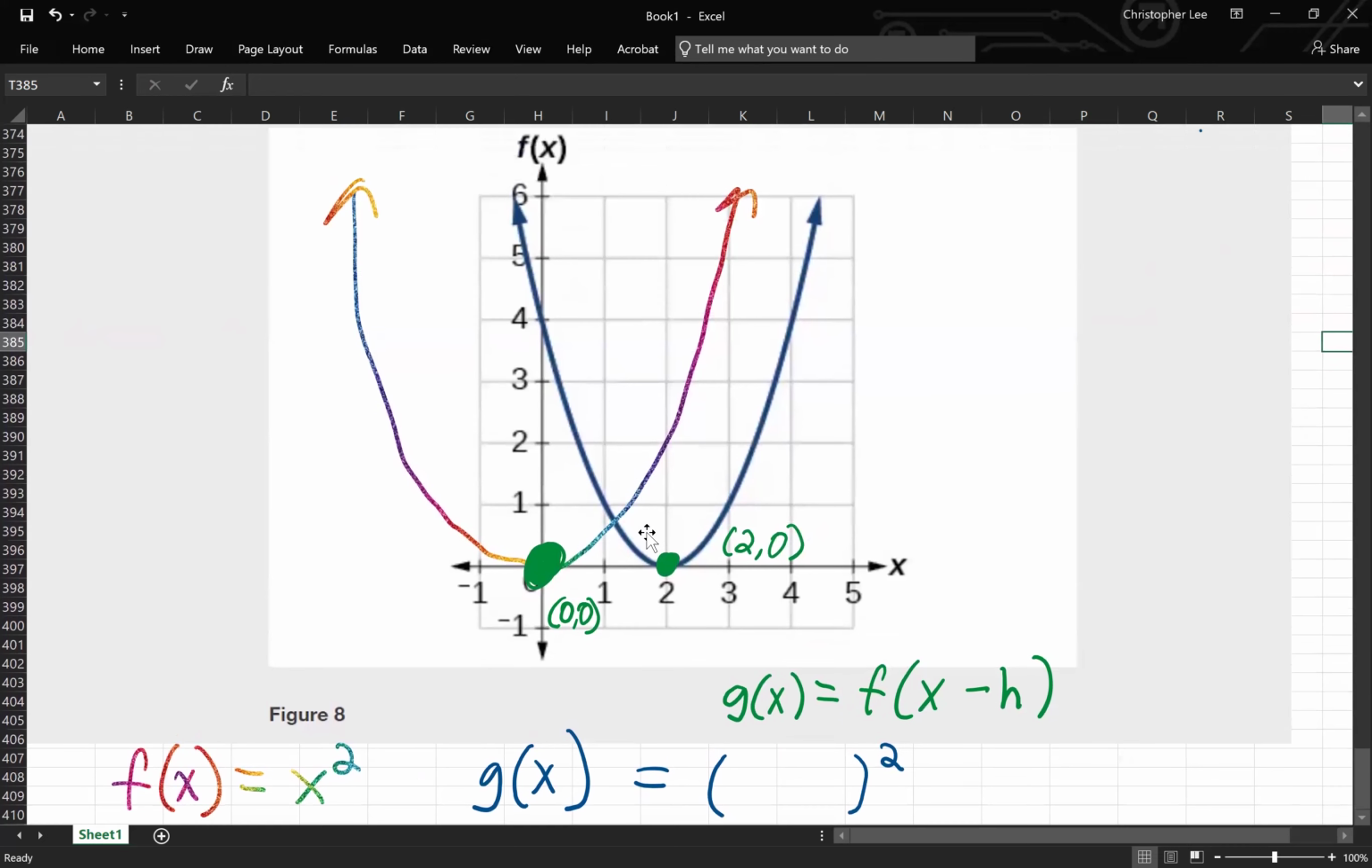But I know that the original function here is x squared. So what am I going to write inside of this? It's going to be something squared. It got shifted where? To the right or to the left? To the right, right? So this is going to be x minus how many units to the right? 2, so positive 2. Putting it together now, it becomes x minus 2 squared.